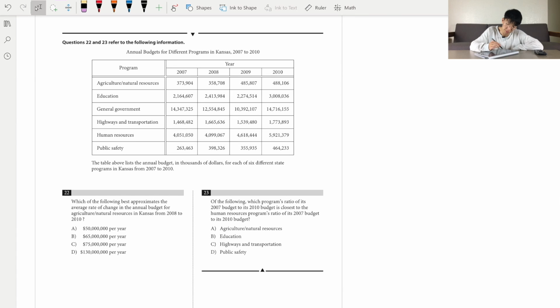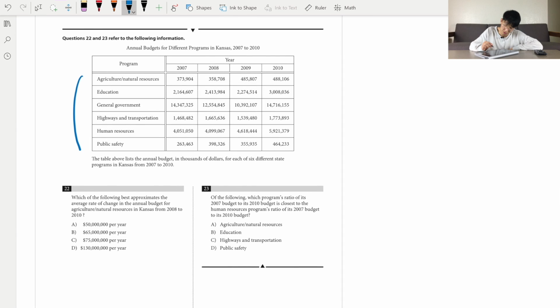A huge table with many categories here and 4 different years here too. 2008 to 2010 is a table interpretation problem. And 22 and 23 they refer to the same type of problem, difficulty level 1. Usually the first problem is easier and the second problem is a bit harder.